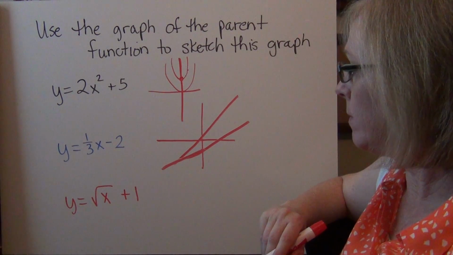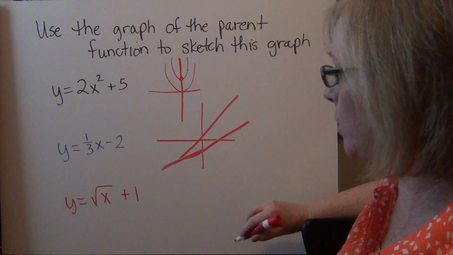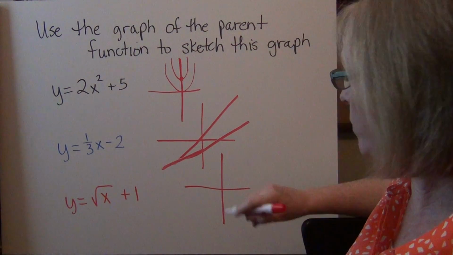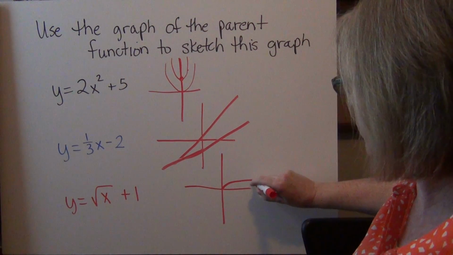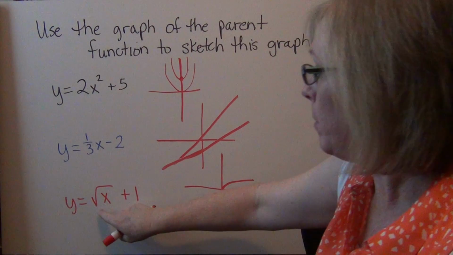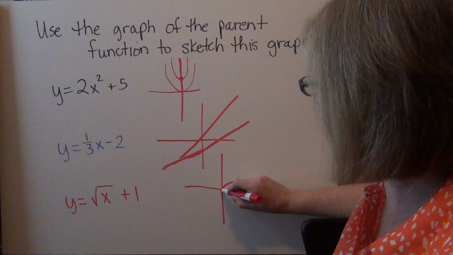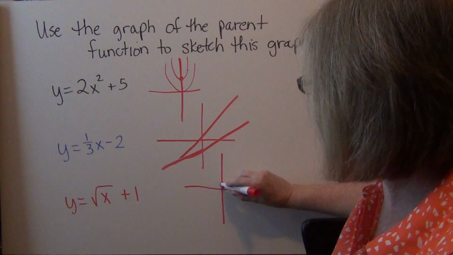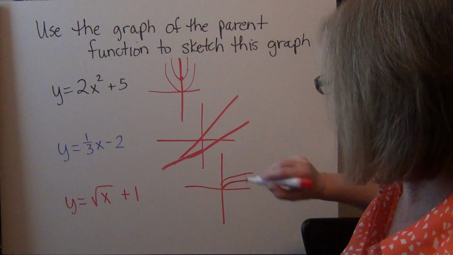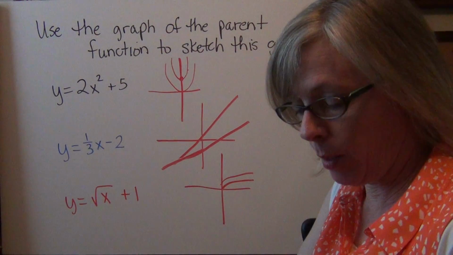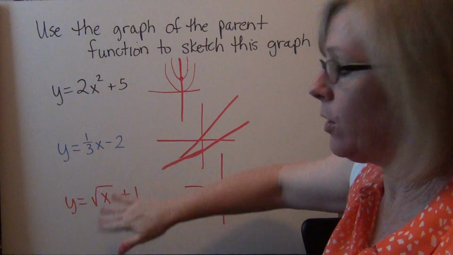Okay? And the last one, y equals the square root of x plus 1. The parent graph is the square root function, which goes like this. Okay? But it actually says plus 1 is the only change. So I'm going to take that same thing, and instead of going through 0, 0, it's going to go through 1. Okay? That is how we're going to use these parent graphs to help us understand the behavior of these graphs.